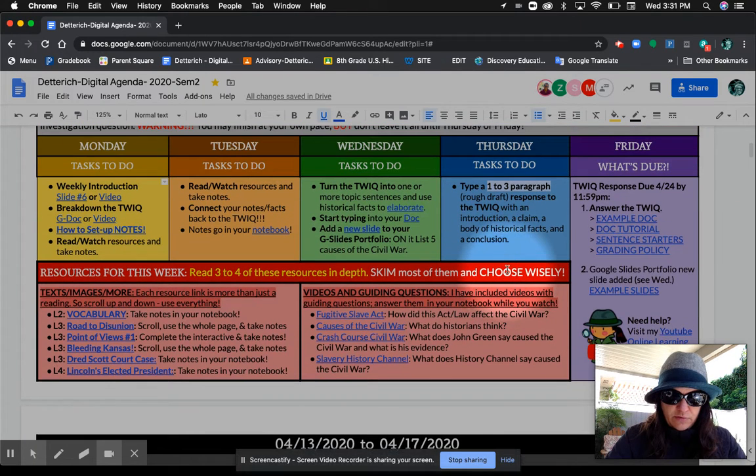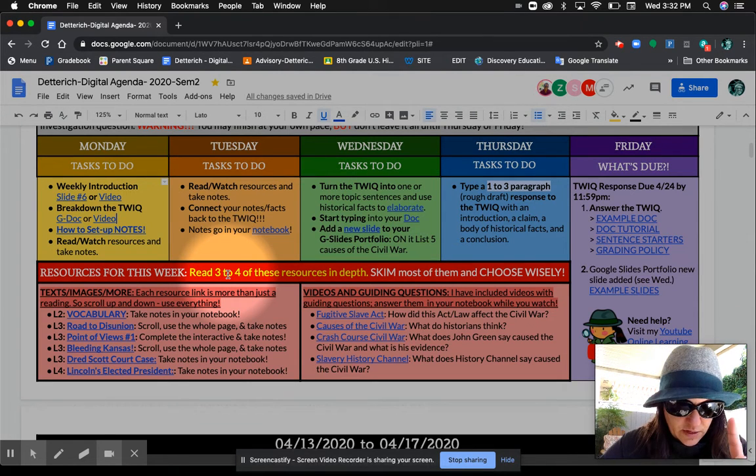Where do I find the resources, Agent Y? Down here, I move the resources into the red section. My suggestion, read 3 to 4 of these resources in depth. 3 to 4 is the minimum. You do want to tell the truth about history. Never lie. We lie when we don't find out all the information. You can skim most of them, but choose wisely which you will read in depth.